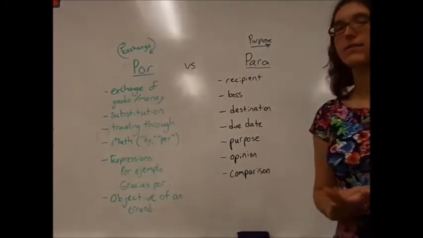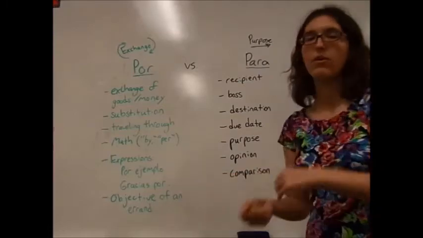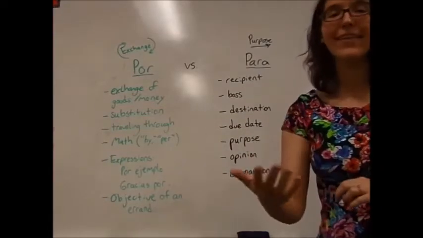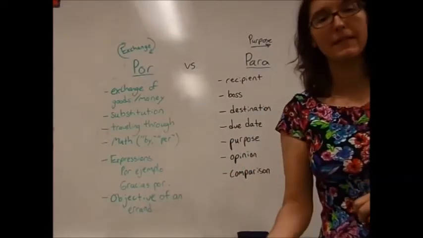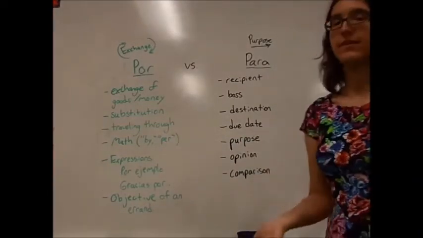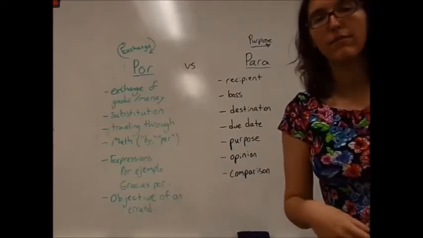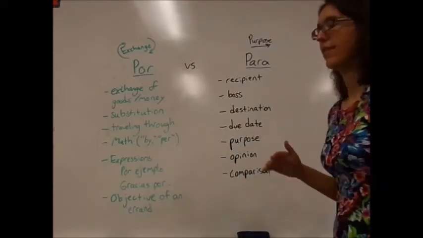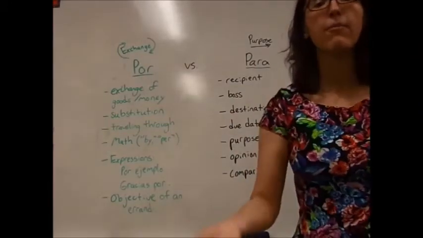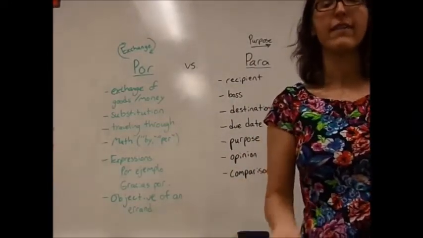You also use para to express an opinion. You say "para mí," or "para ti," or "para ella," to say in his, her, my, your opinion. And finally, you use para with comparisons, but they're not the kind of comparisons that you would think of normally. These are comparisons like we say in English, "he's pretty smart for a dog," or "she's pretty tall for a first grader." That kind of comparison.